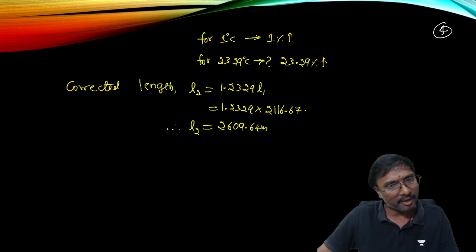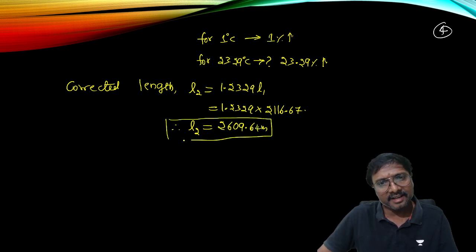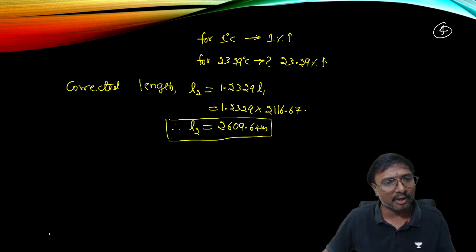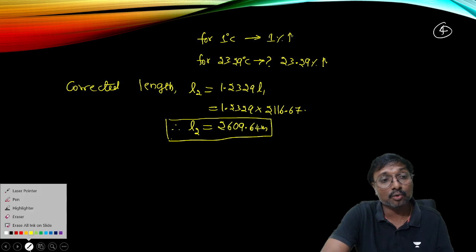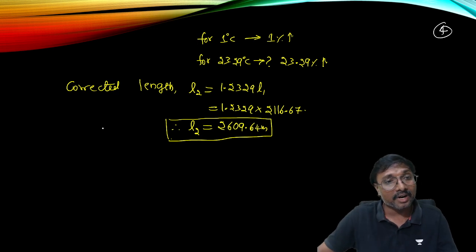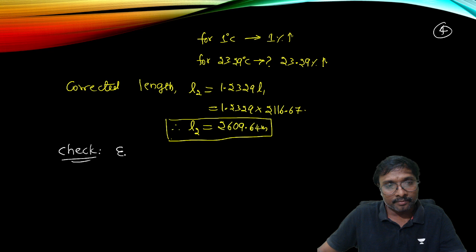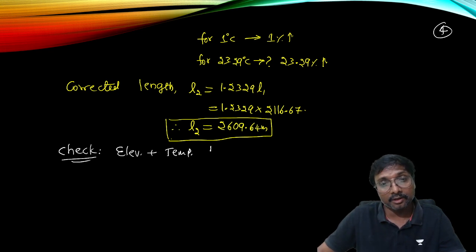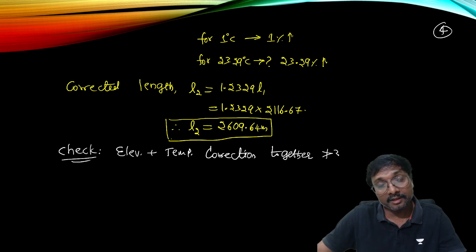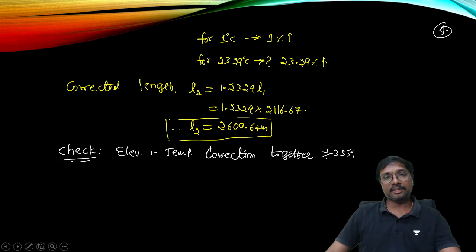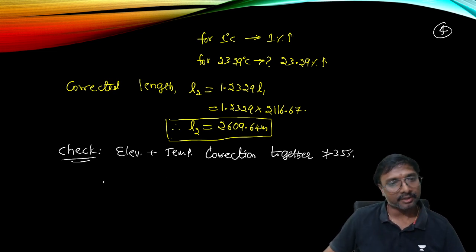But before applying this gradient correction, do we need to take it as it is, or do we have to go for a check? Definitely, we have to go for this check. That total correction, elevation plus temperature correction together, should not be greater than 35% as per ICAO. If it is greater than 35%, we have to restrict it to 35% only.